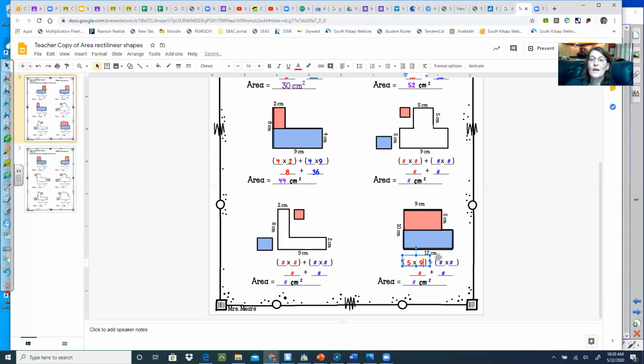Okay, now the blue, I see this 12. I'm going to put that 12 in. Oh, I guess I've got to stretch my box a little bit. There we go. Now I need to figure out how tall it is. These two added together are 10. 5 plus what is 10? Hopefully your brain just told you 5. So 5 times 9, I can count by 5s.